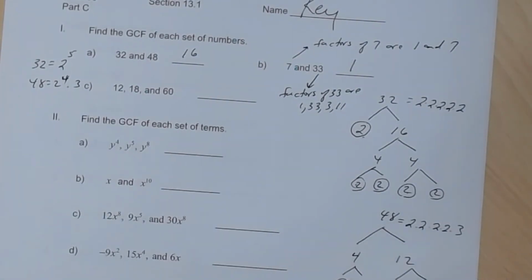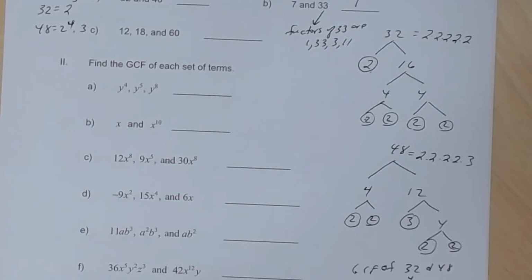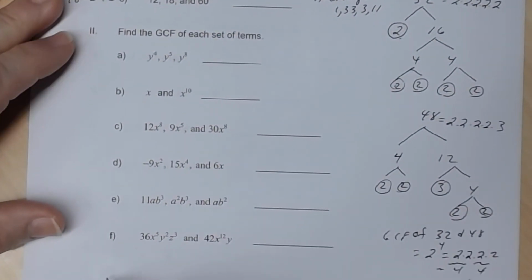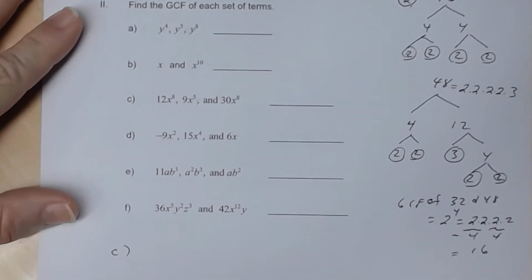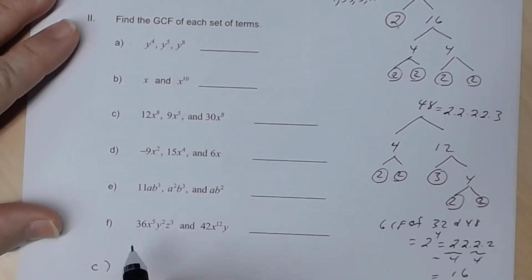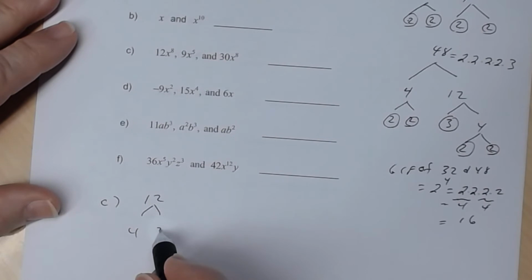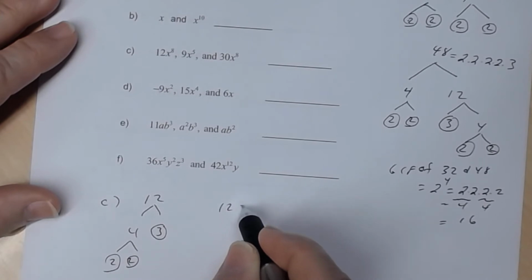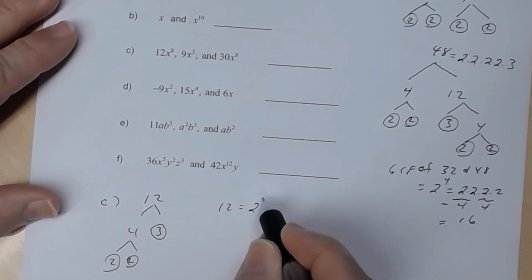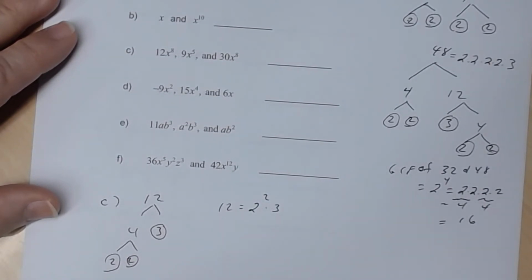Now let's look at C. We're going to do C with the factor tree. You have 12, which I can write as 4 times 3. 3 is prime, and 4 I can write as 2 times 2. So 12 is 2 to the second power times 3.